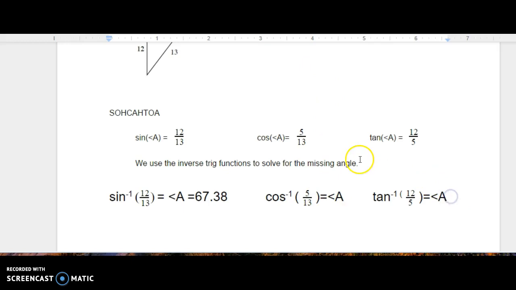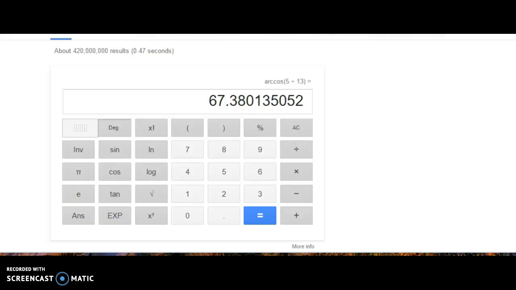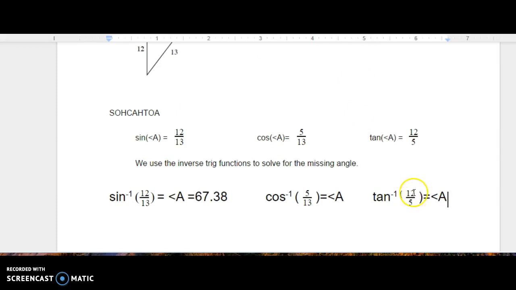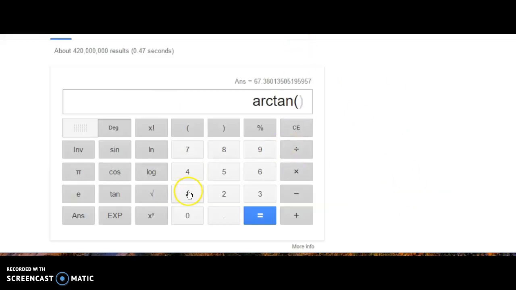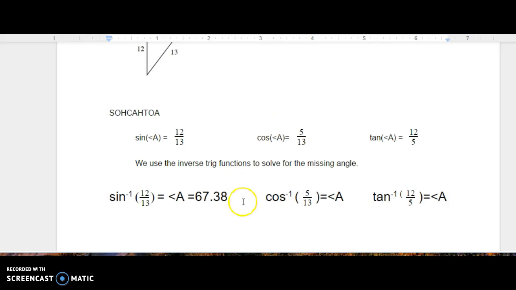Let's try just once again with the tangent to practice using our inverse tangent. So I'm going to say inverse, and I want the tangent. And if I recall, my inverse tangent should be the inverse of 12 over 5. So the inverse tangent, 12 divided by 5, and that equals, again, 67 degrees, 0.38. So my solution is that angle A has to be 67.38 degrees.